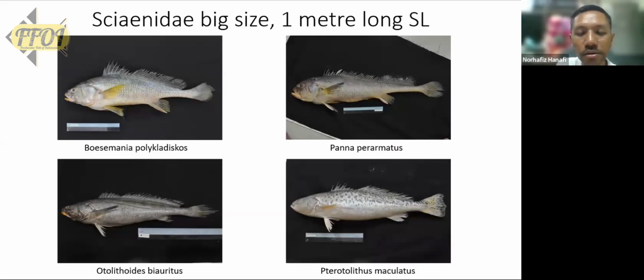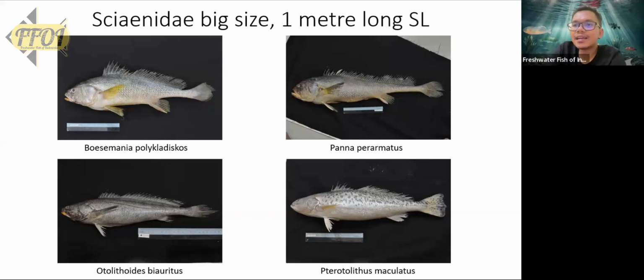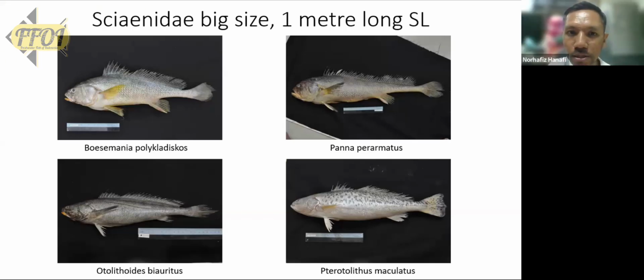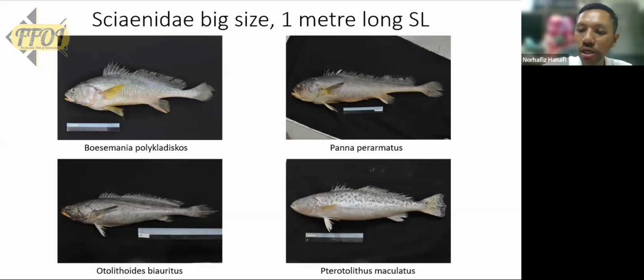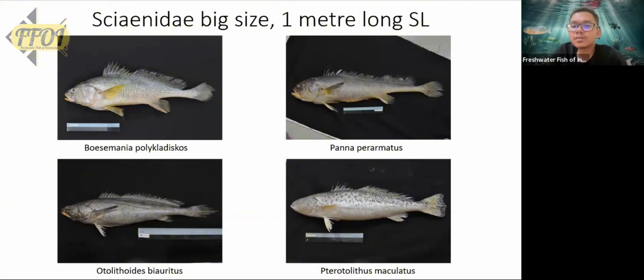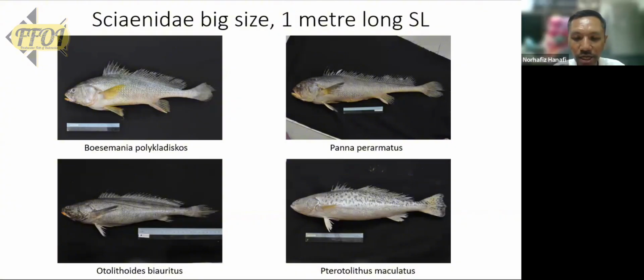The price of this species is expensive, you know. If it's male it's even more expensive. I know. Who is this, Marcel? Keep watching. If you collect this sample, you see I wrote down Scianidae big size, 1 meter long. These are all the big species. Long, very long. Otolithoides biauritus. Do you know, Marcel, before they bring up this fish, they cut the body and take out the swim bladder first, and then they sell it to the fish market. They really target the swim bladder.